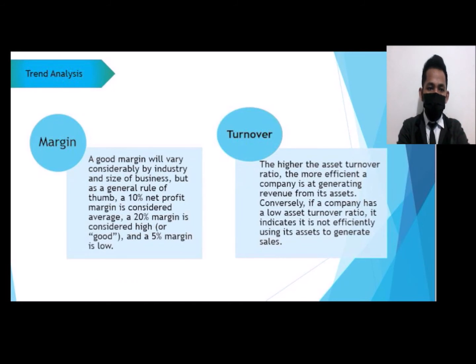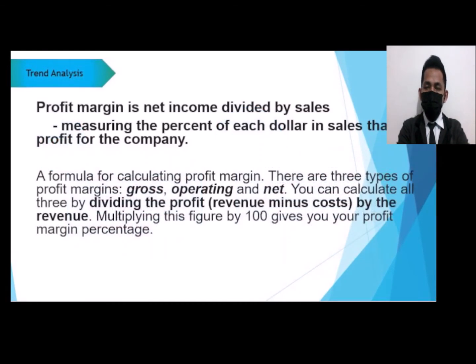A good margin will vary considerably by industry and business size; in general terms, 10% in profit. The higher the asset turnover ratio, the more efficient. So if the turnover is big, the business earns more, so we can say the business is efficient and the strategy they applied is good. So the profit margin is net income divided by sales.